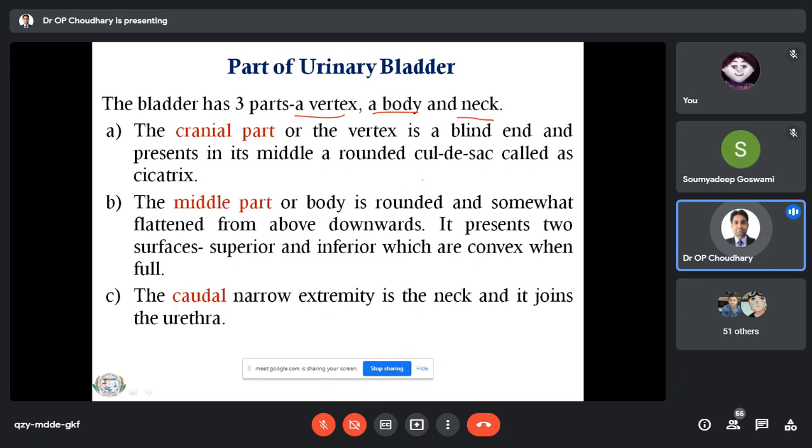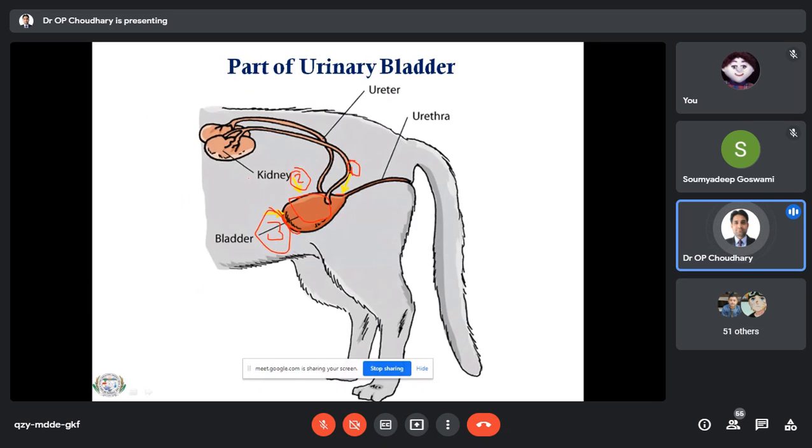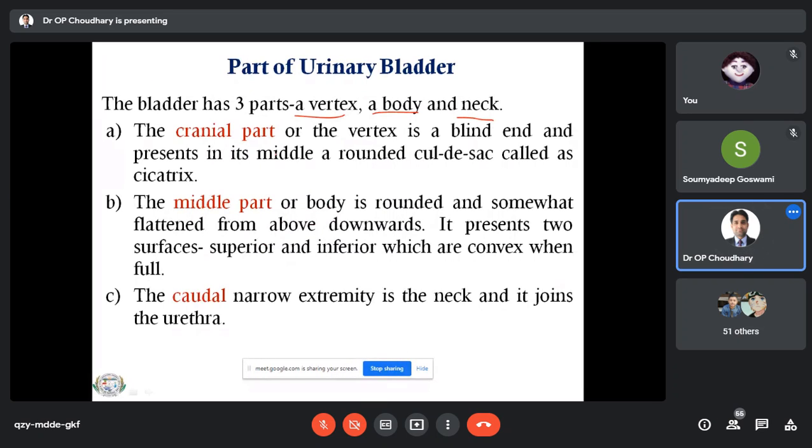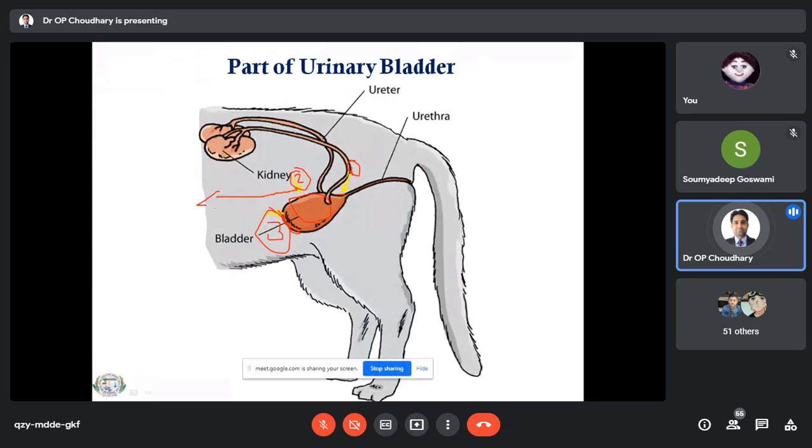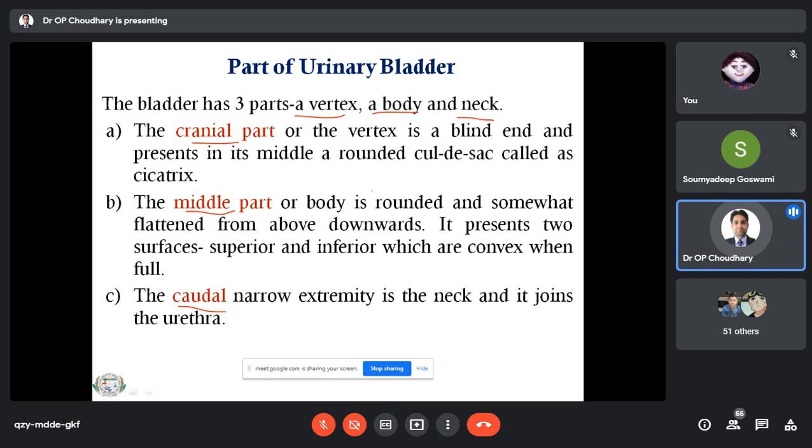So it consists of 3 parts, and you can also classify it as a cranial part, middle part, and the caudal part. So here, if you see in this diagram, this side will be cranial, this side will be caudal. So this is cranial, this is caudal. Okay, so this part is cranial, this part is the caudal, and this whole part is the middle part.